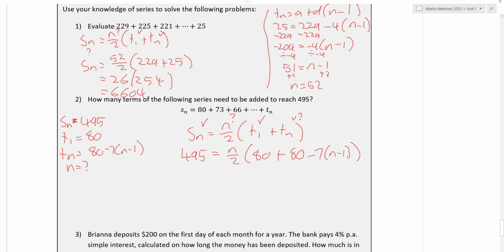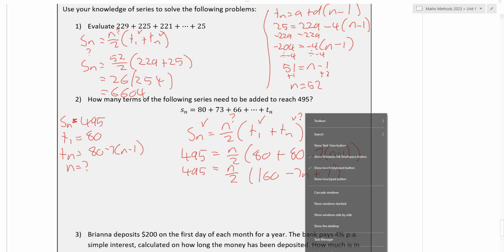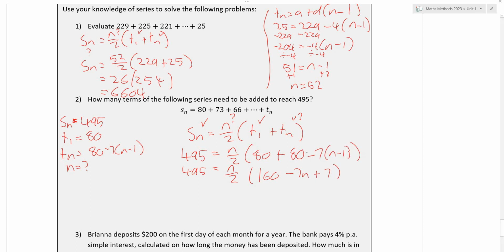From there, guys, we just have to solve and simplify as much as we can. So I'm going to write 495 equals n over 2, bracket. I'm going to plus those 80s together, 160. And then I'm going to expand the 7 through the brackets: minus 7n plus 7. Because negative 7 times negative 1 is positive 7. So I just did my negative 7 times the n, and then times the negative 1. And then I'll clean that up one step further.